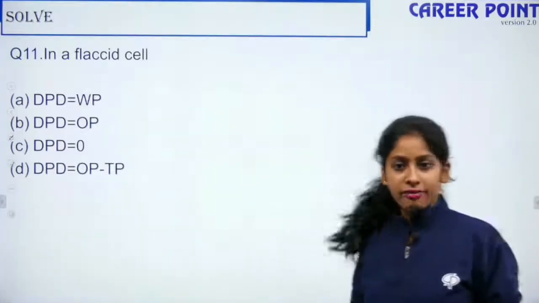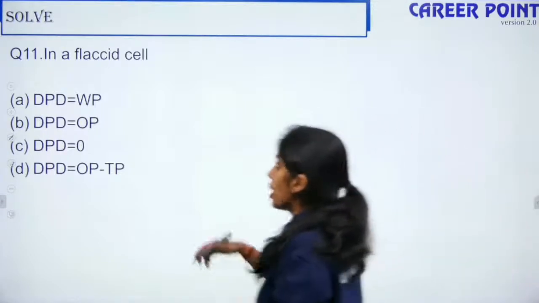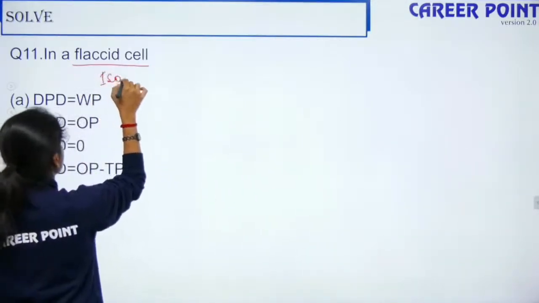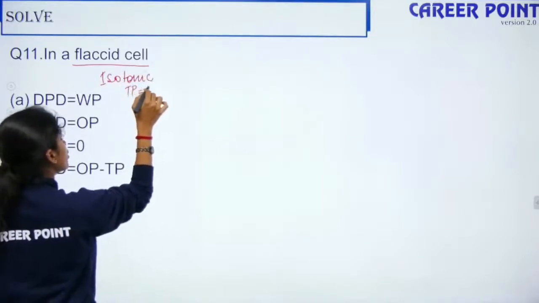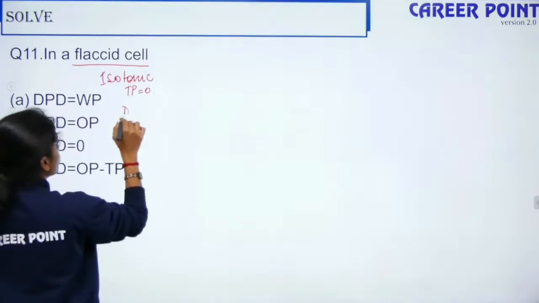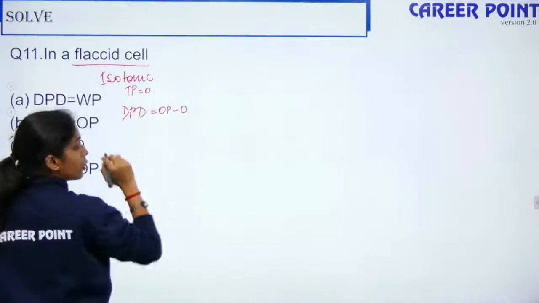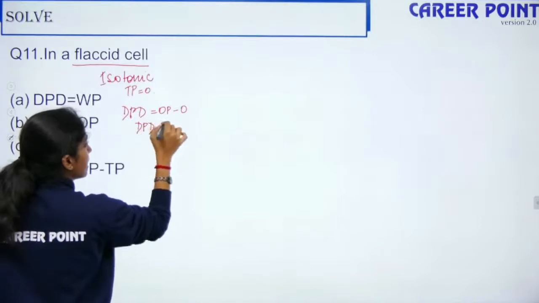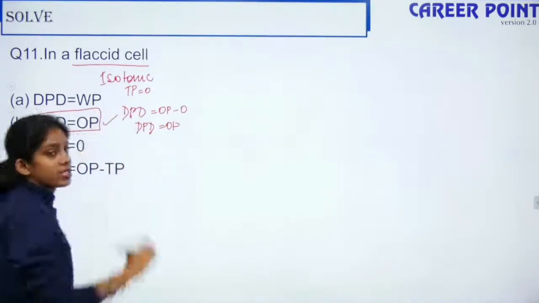So question 11. In a flaccid cell, what is the condition? A cell is called a flaccid cell when it is placed in an isotonic condition. In an isotonic condition, there is no net movement of water, so turgor pressure is 0. So when turgor pressure is 0, DPD is equal to osmotic pressure minus 0, which means your DPD is directly equal to your osmotic pressure. So this is the right answer.